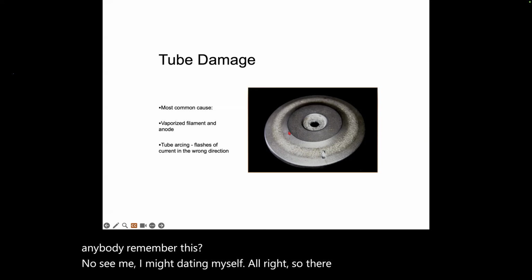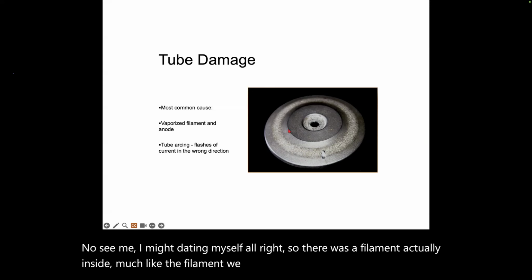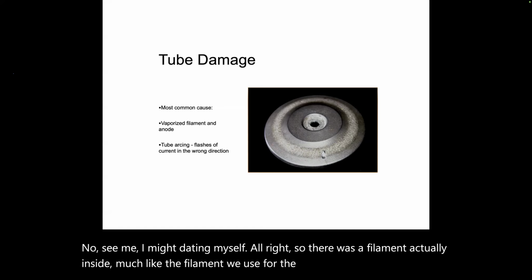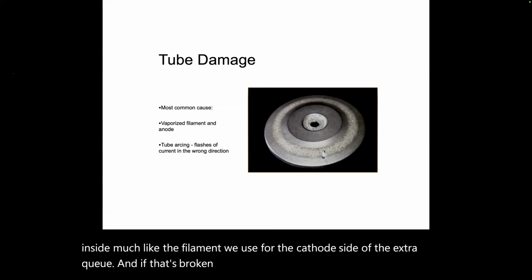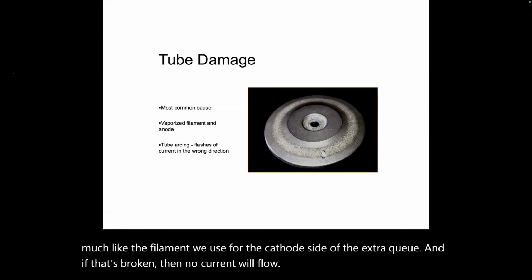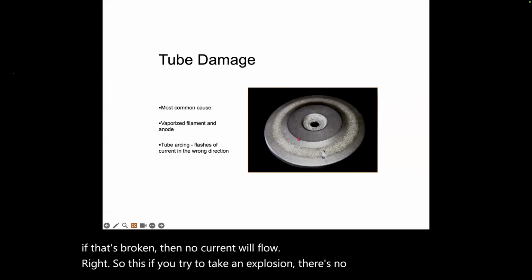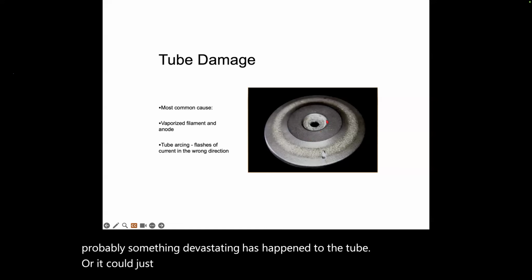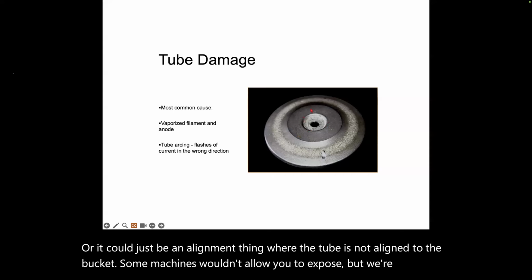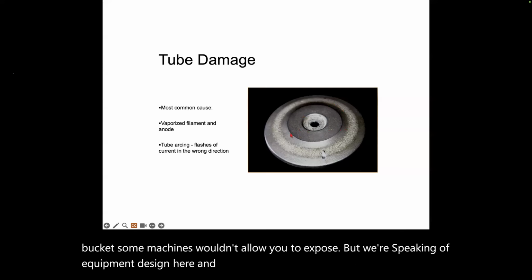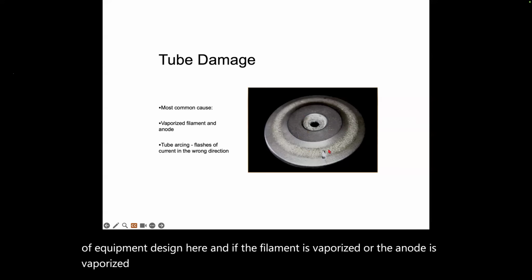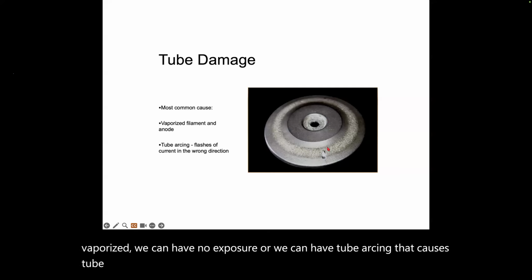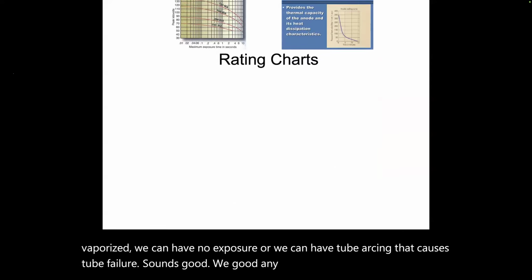There was a filament actually inside, much like the filament we use for the cathode side of the X-ray tube. If that's broken, then no current will flow. So if you try to take an exposure and there's no exposure, it's probably something devastating has happened to the tube. Or it could just be an alignment thing, where if the tube is not aligned to the bucket, some machines wouldn't allow you to expose. But we're speaking of equipment design here, and if the filament is vaporized or the anode is vaporized, we can have no exposure, or we can have tube arcing that causes tube failure. Sounds good? Any questions on this stuff?